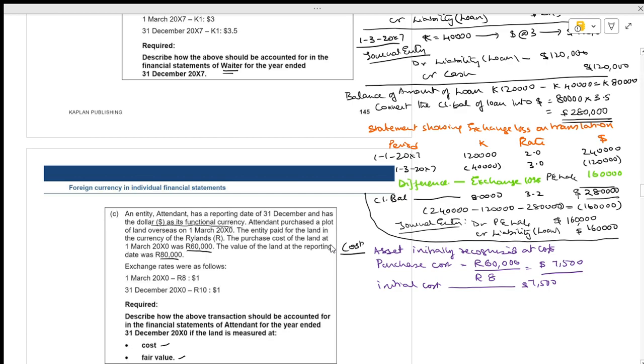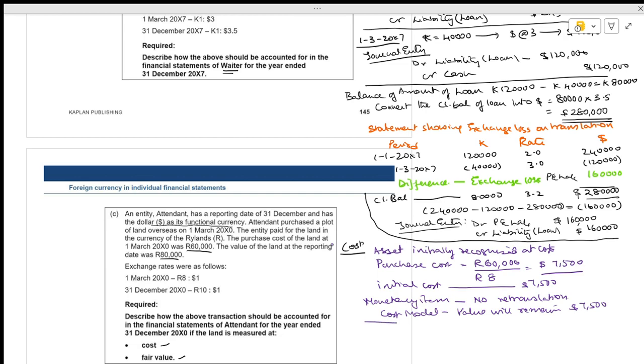See, as per the cost model, no depreciation, is it? It is not a monetary item, so there is no retranslation. We have to write it. As it is held under the cost model, the value will remain. How much will the value remain? 7,500.